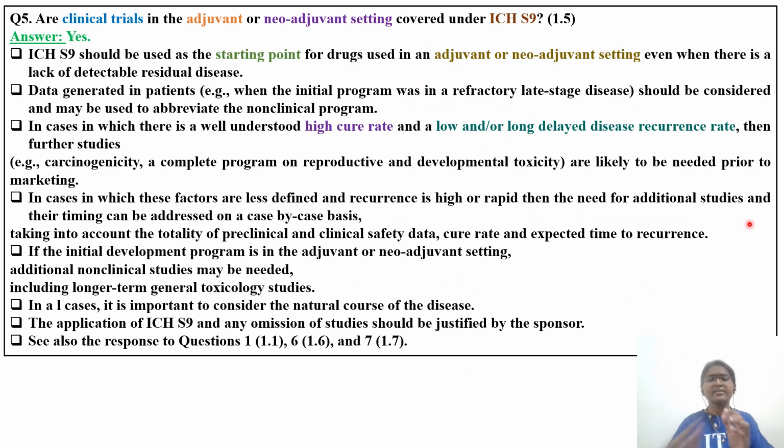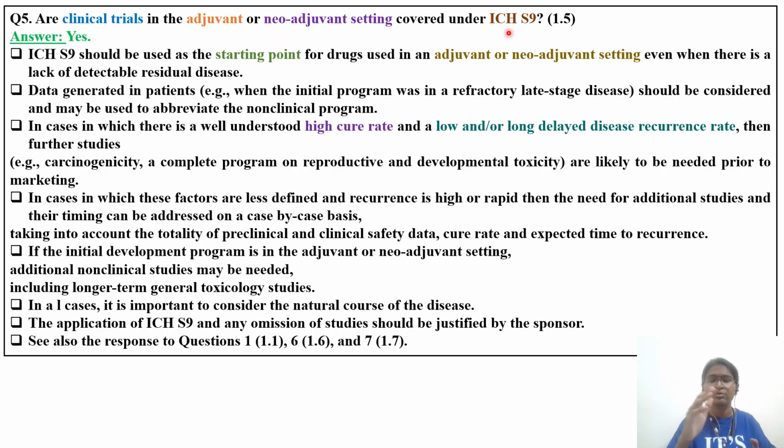So, are clinical trials in the adjuvant or neo-adjuvant setting covered under ICH S9? Before that, you need to understand what the adjuvant and neo-adjuvant settings are. As I told you in the beginning of the video, the new anti-cancer drugs coming now are not similar in nature to the traditional ones. Traditionally means taxane, taxol, cyclophosphamide, carmustine. These were the drugs of option in cancer treatment.